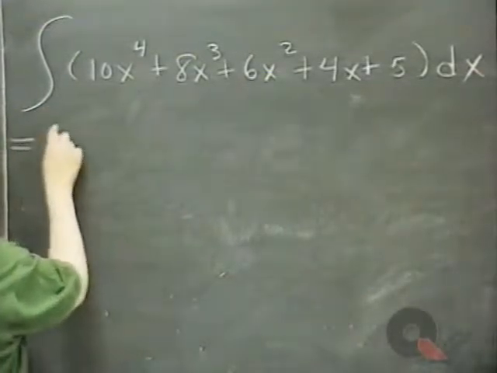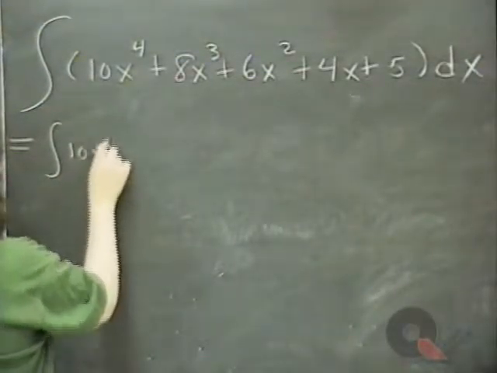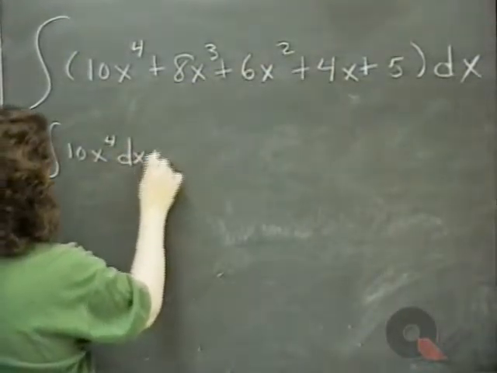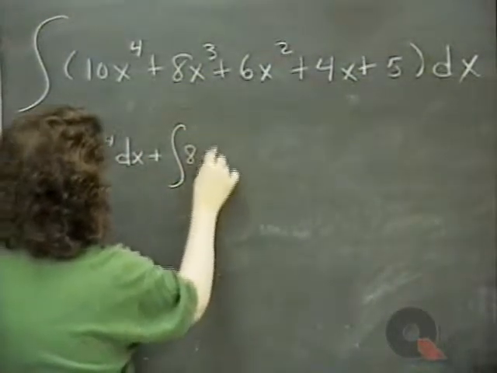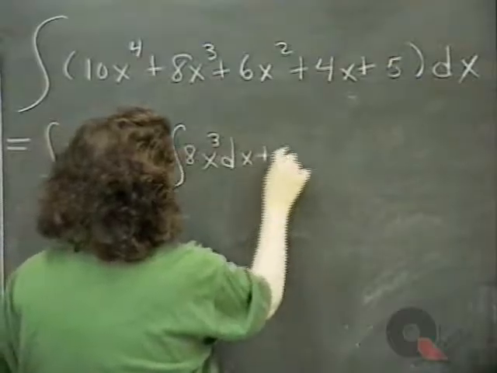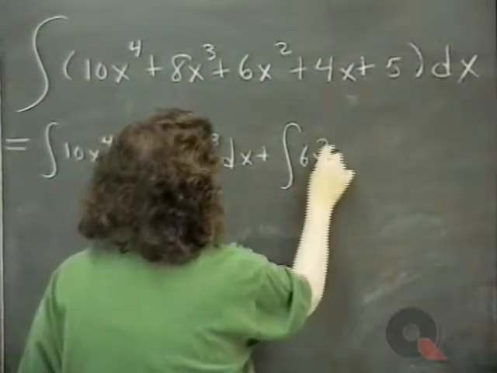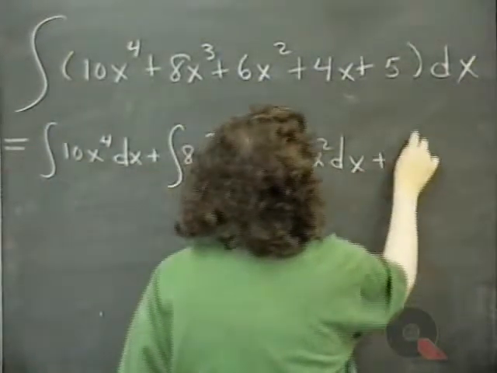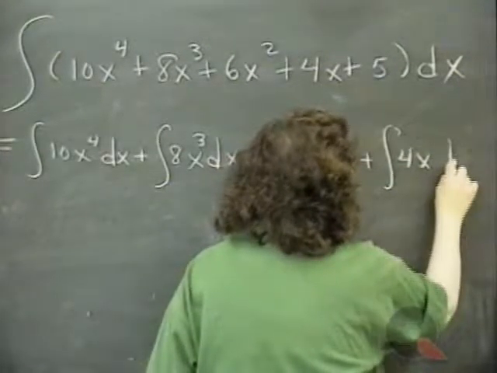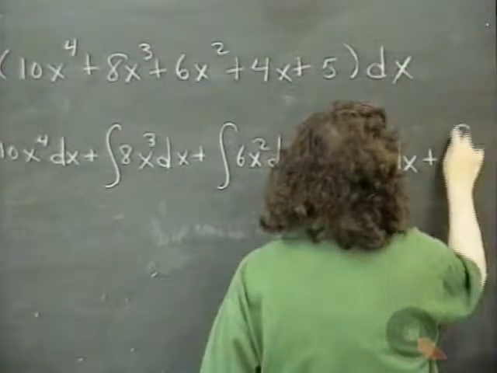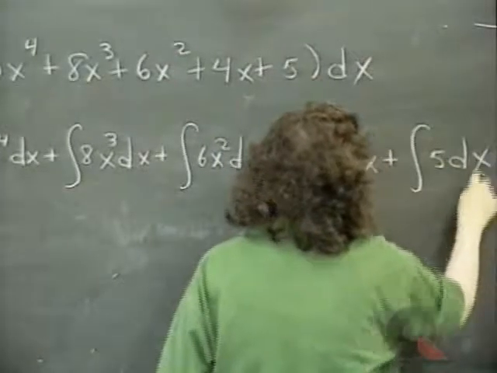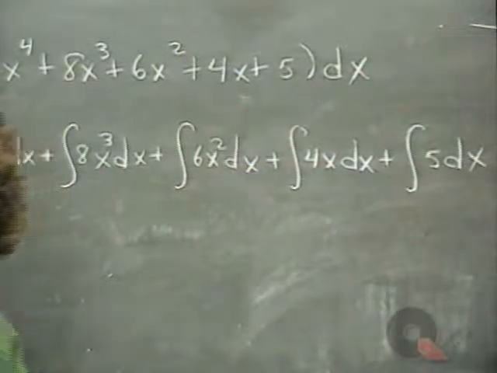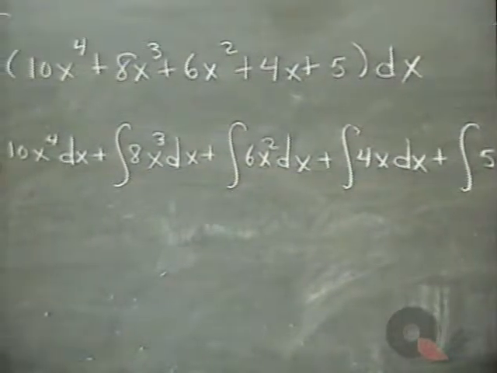We can make it the antiderivative of 10x to the fourth with respect to x, plus the antiderivative of 8x cubed with respect to x, plus the antiderivative of 6x squared with respect to x, plus the antiderivative of 4x with respect to x, and the antiderivative of 5 with respect to x. We break it up into 5 smaller problems.